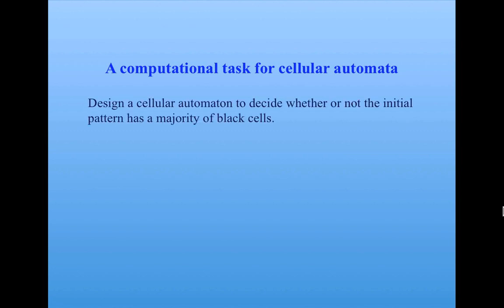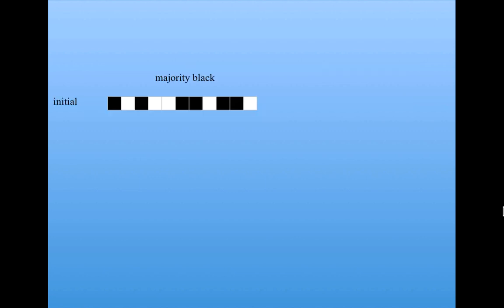We looked at a particular computational task for cellular automata, one that was originally proposed by Norman Packard. The task is to design a cellular automaton that decides whether or not the initial configuration of cells has a majority of black cells. So here's a picture. Here's an initial configuration on a one-dimensional cellular automaton where there's 1, 2, 3, 4, 5, 6, 7, 8, 9, 10, 11 cells, and 6 of them are black, so there's a majority of black cells. The desired behavior would be, after some number of time steps, for the whole lattice to turn black.